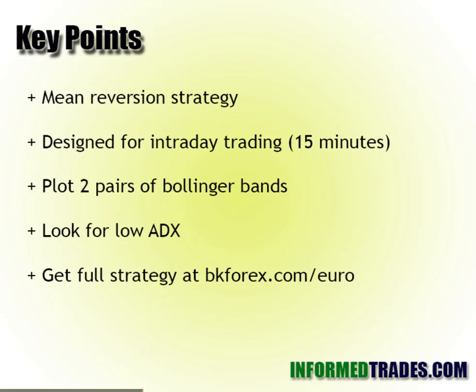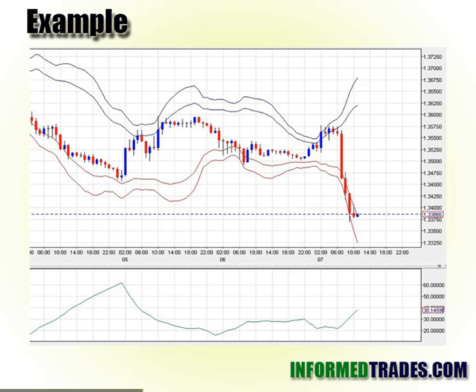It involves plotting two pairs of Bollinger Bands, using different standard deviations. You want to look for low ADX. ADX is an indicator that tells you if the market's trending or not. If it's low, that's a sign that it's not trending, which is one of the prerequisites for the strategy. I'll go over some of the basic concepts. You can get the full strategy with all the details, the exits, the exact specifications of the indicators over at bkforex.com/Euro.